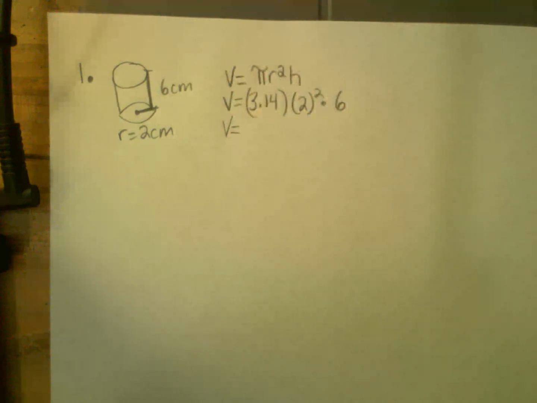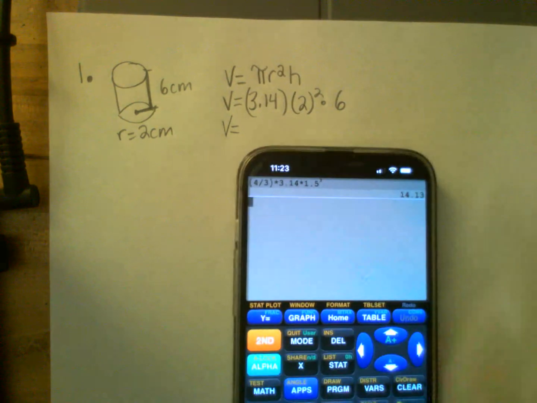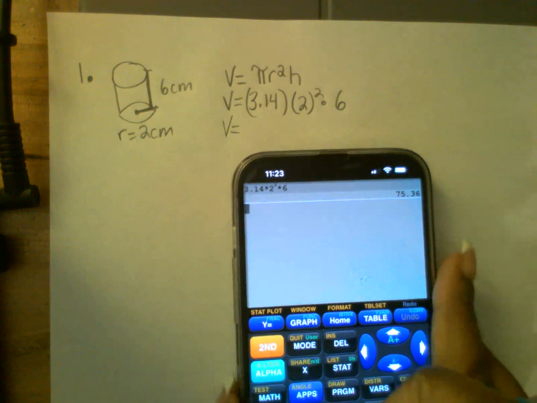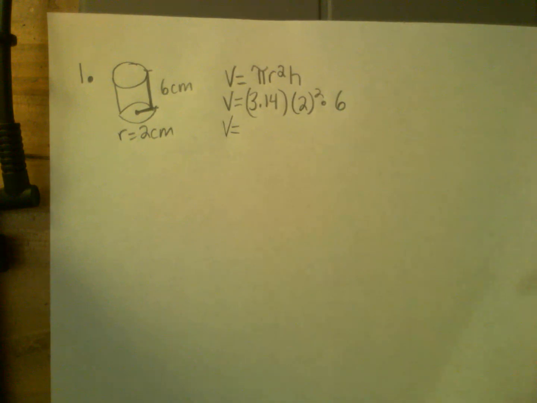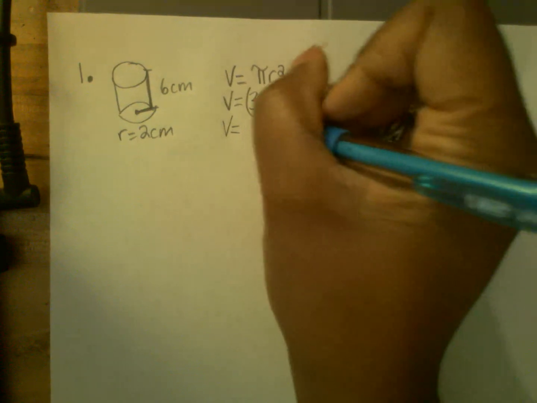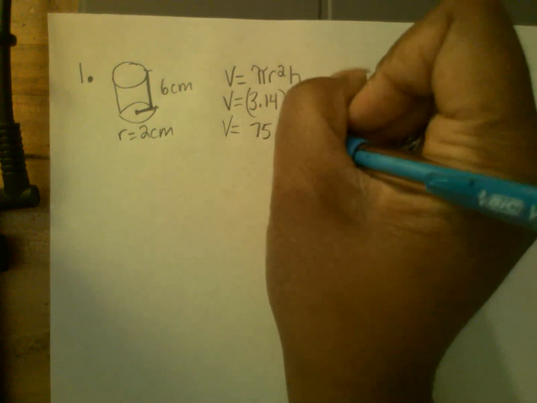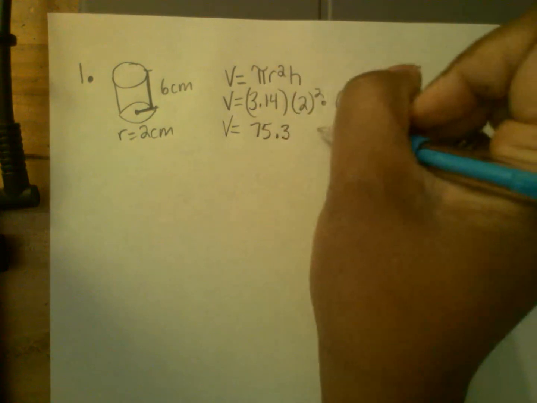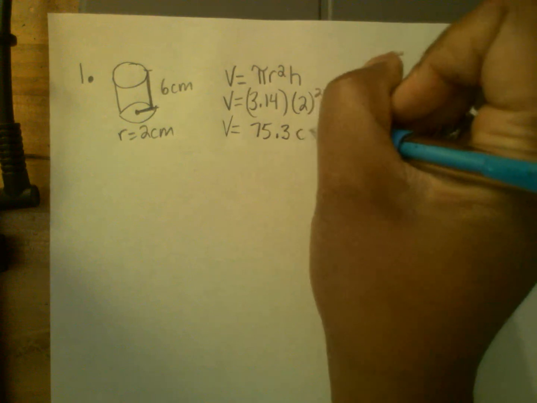Okay, so I'm going to use my calculator on my phone. Okay, and we have 3.14 times 2 squared times 6. Make sure you type it in correctly. And this is going to give you 75.36. So we got 75.36. And this is going to be centimeters.